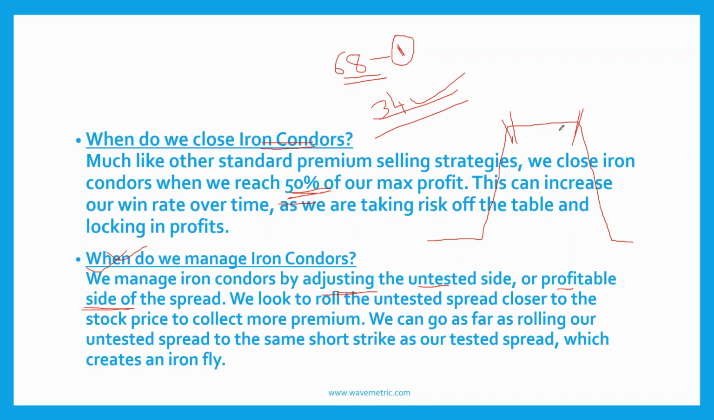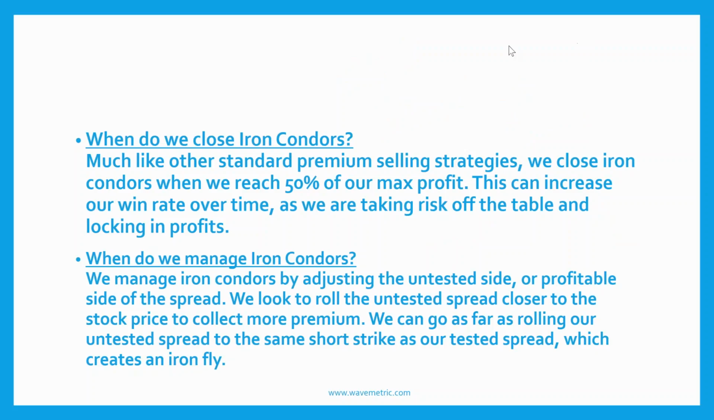Now when you have reached the break-even point, you will see that the put that you have shorted has started making profits. So you have to book profits there in the put, and you have to choose another put here to manage, and you balance your strategy by booking profit. You keep doing this, and we can go as far as rolling our untested spread to the same strike, and this creates an iron fly type of situation that we discuss in detail in our courses here at Wavemetric.